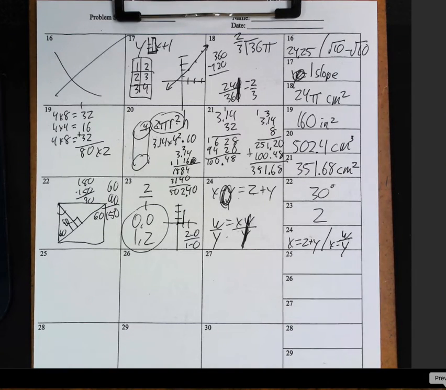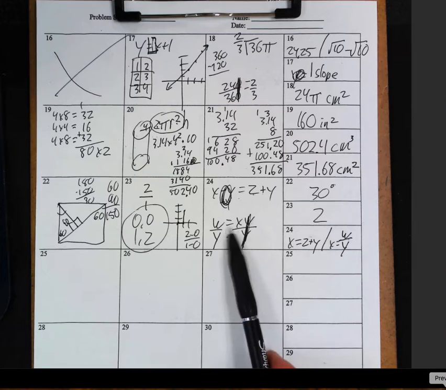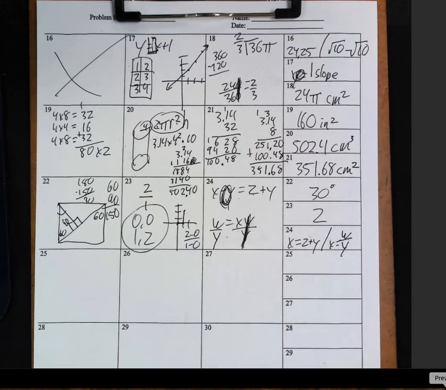Literal equation from yesterday. Now guys, I know I switched that around. You can certainly write w divided by y equals x because that's how they gave it to you. I just flipped that thing. It's an equal sign. It doesn't matter. It's like saying 4 is 2 plus 2 or 2 plus 2 is 4. We're just used to writing it one way.